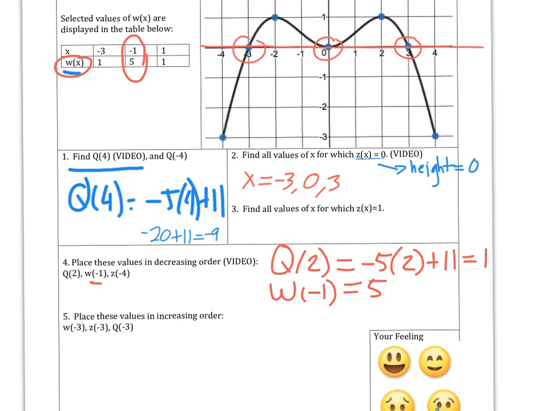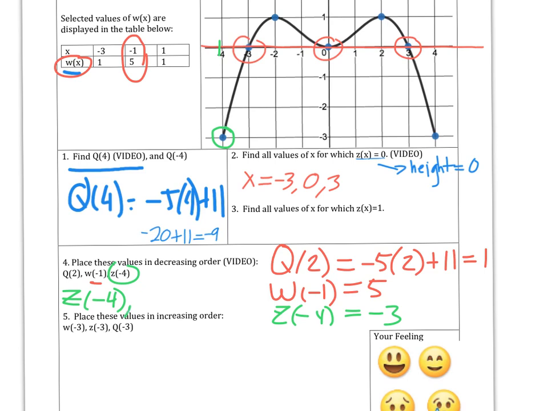And then we're looking for z of negative 4. And I'm going to use my graph for that. I'm looking where x is negative 4. Tracing that back down, I get a height of negative 3. In order, that would be z of negative 4.